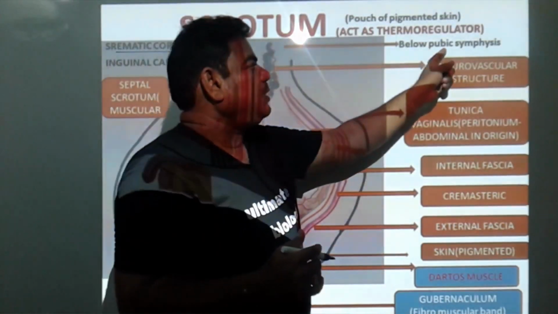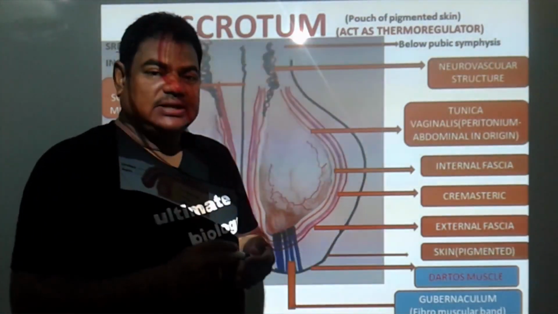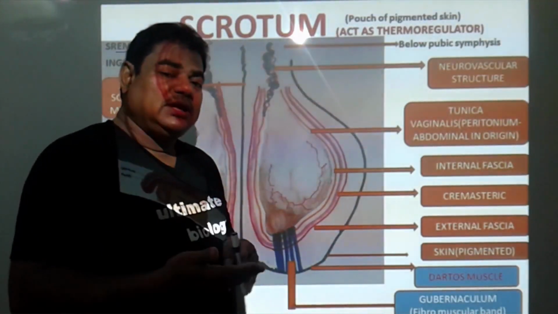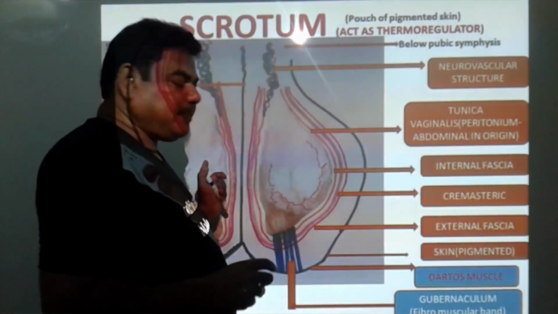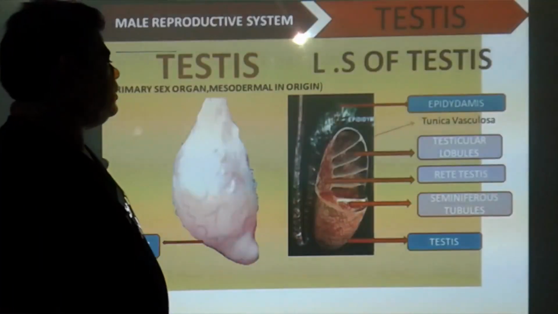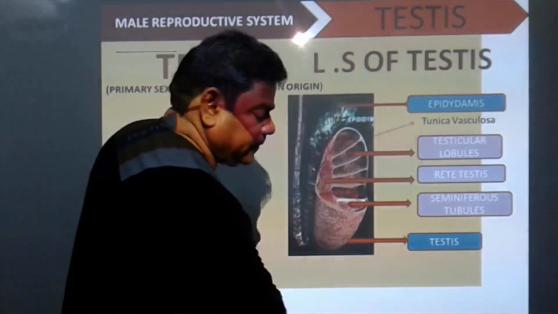We call it the pubic symphysis, towards the ventral side of our body, outside the pelvic region, exterior to the pelvic region. These organs are present outside the abdominal cavity. That is the scrotum. Now we will see the T.S. of testes.